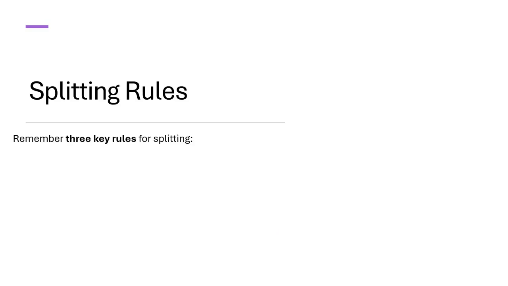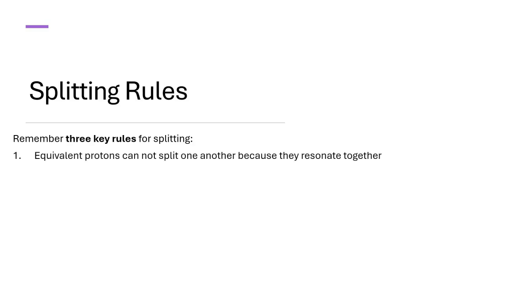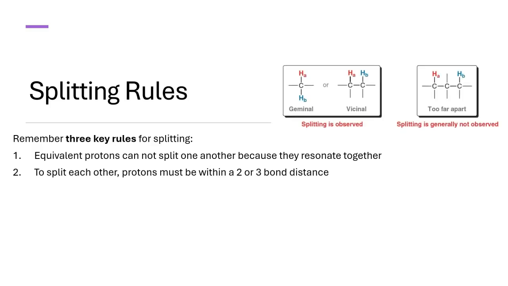Splitting rules. Remember 3 key rules for splitting. 1. Equivalent protons cannot split one another because they resonate together. 2. To split each other, protons must be within a 2 or 3 bond distance. We will see splitting whenever we have protons that are not equivalent, either geminal or vicinal. However, if they're too far apart, we're not going to observe splitting.